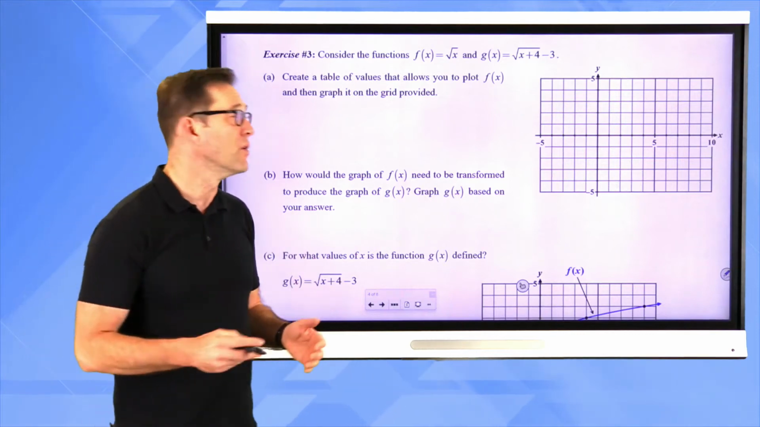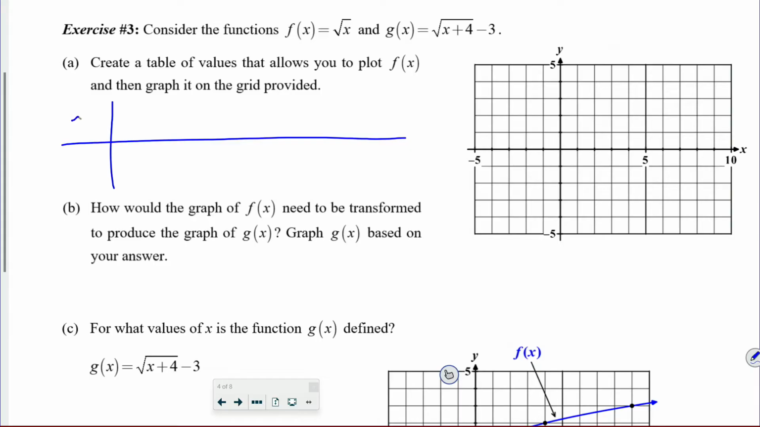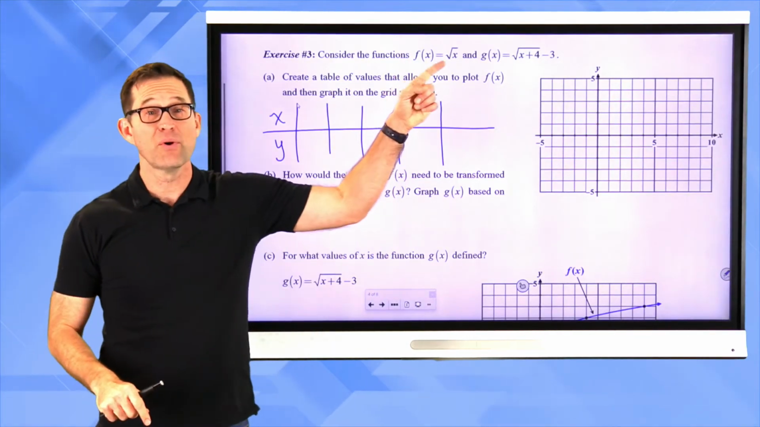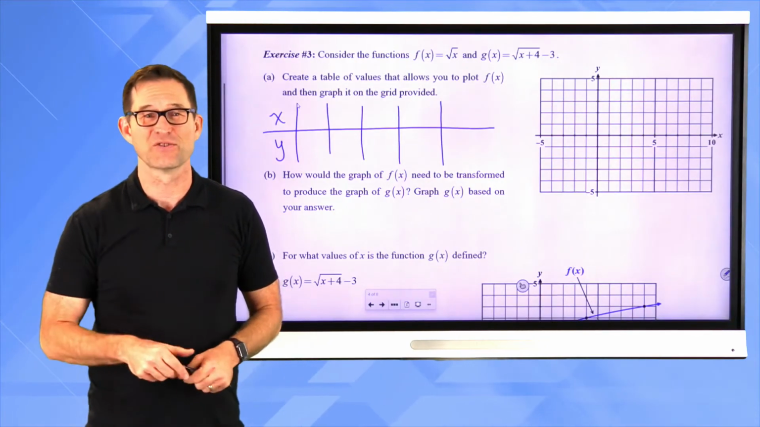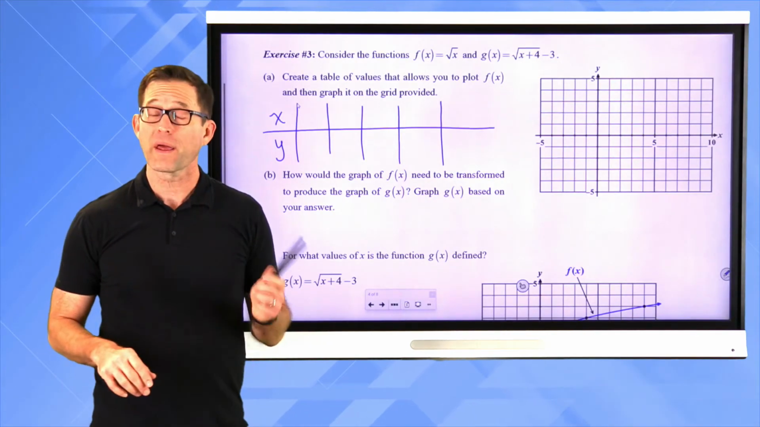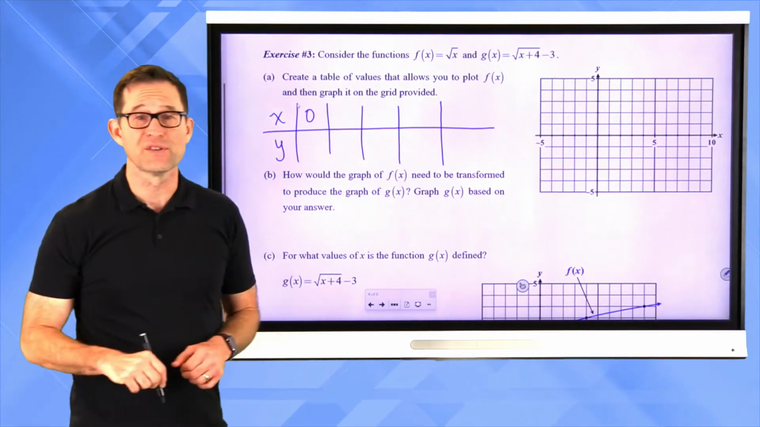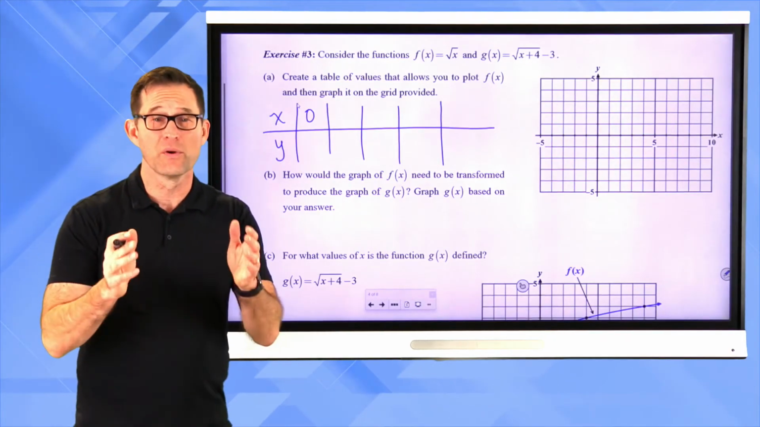So what do we do? Well, let's throw down a little xy table, and let's think about numbers that have nice square roots. Keeping in mind, of course, I can't put any value of x in that's negative. If you're confused about that, please see exercise number 2. All right, what I can certainly do is take the square root of 0. And the square root of 0 is in fact 0, right? 0 times 0 is 0, so the square root of 0 is 0.